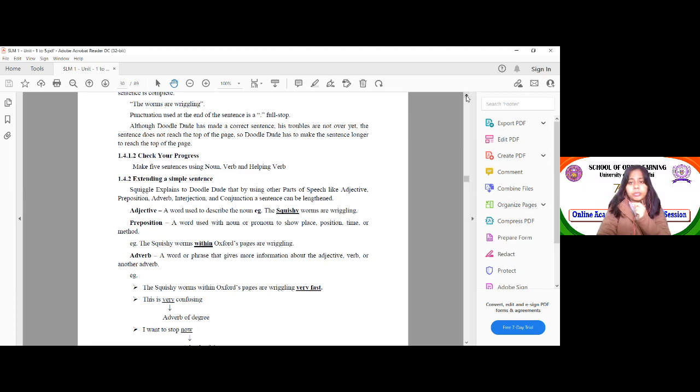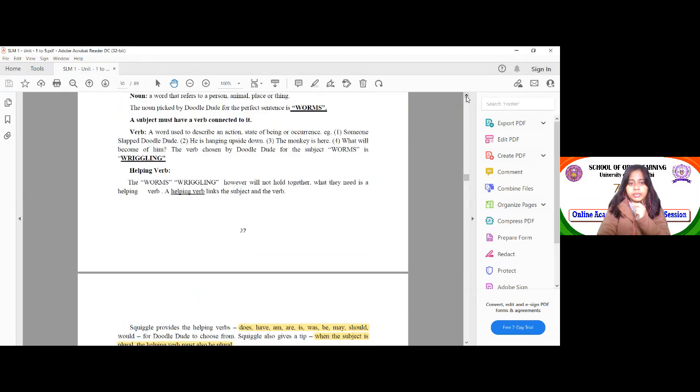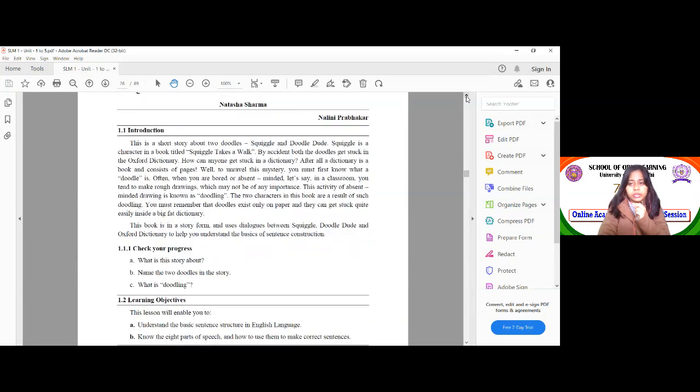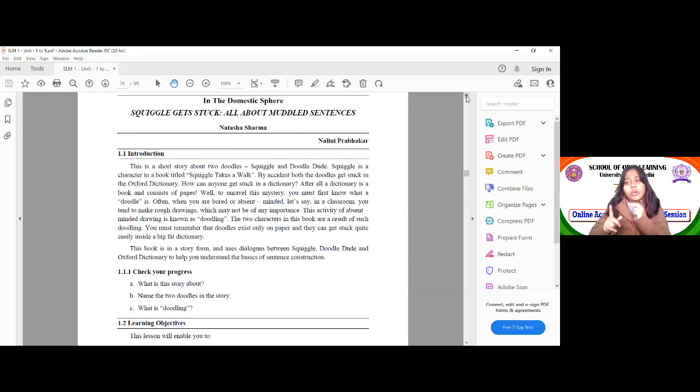Now, as whoever attended the last class or has listened to the lecture would know, we started this chapter called In the Domestic Sphere, Squiggle Gets Stuck, all about muddled sentences. So what this chapter aims to do is to teach how to write a basic sentence correctly.